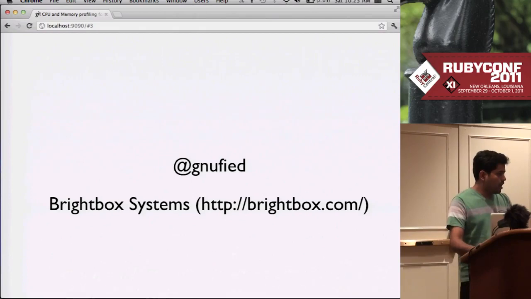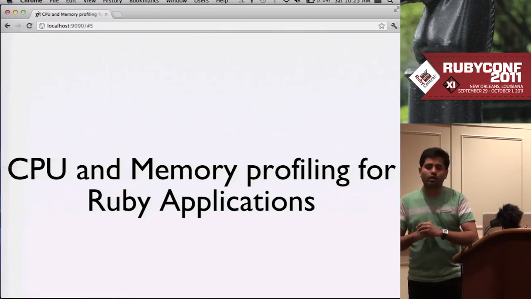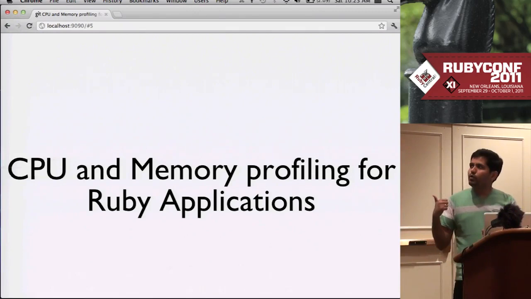And so there's a change of plans, and I'm going to talk about CPU and memory profiling of Ruby applications. These two topics are pretty much big enough in themselves, and I'm going to show how you can do CPU and memory profiling of your applications so that your applications run faster and better.